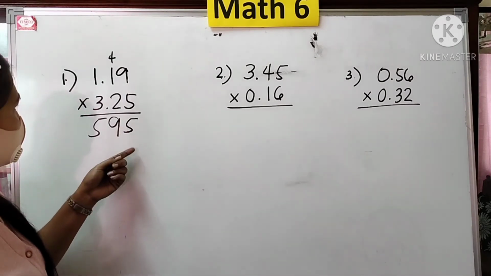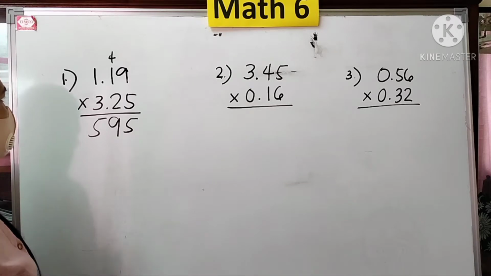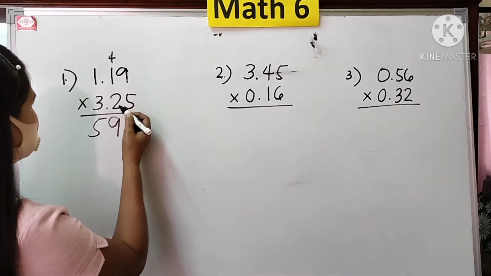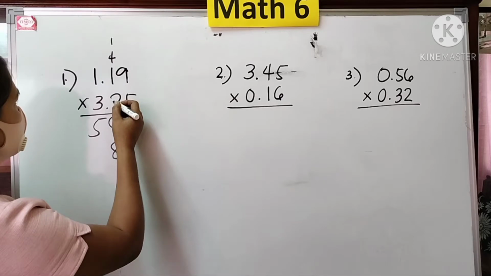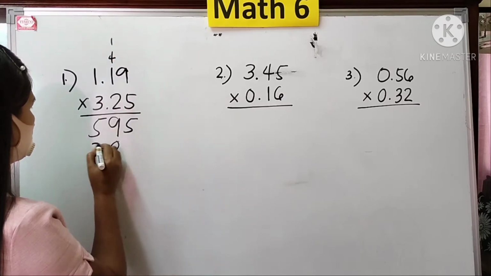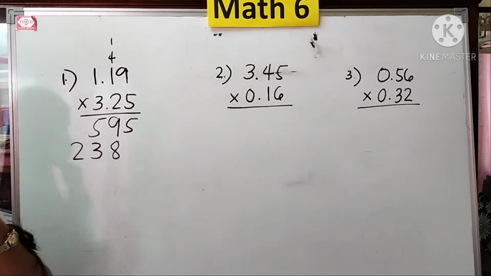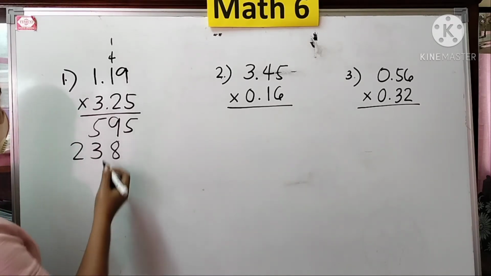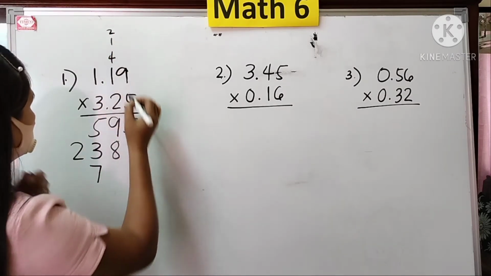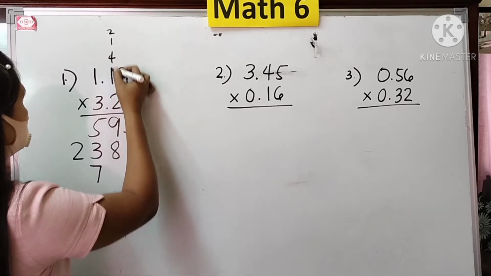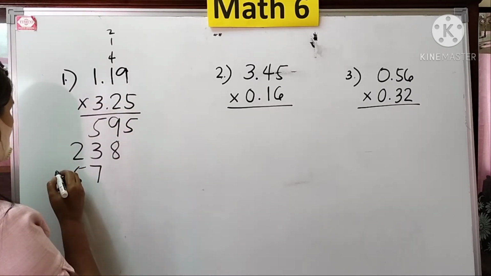After you multiplied 5 by 1 and 19 hundredths, you will multiply now 2, the next digit. So we have 2 times 9 is equal to 18. Carry 1. 2 times 1 is 2 plus 1 is equal to 3. Then 2 times 1 is equal to 2. So we have another partial product. So next is 3 times 9 is equal to 27. Carry 2. Then 3 times 1 is 3 plus 2 is 5. So next is 3 times 1 is equal to 3.